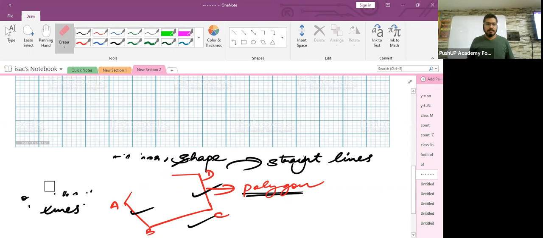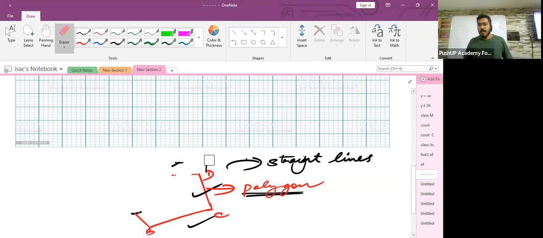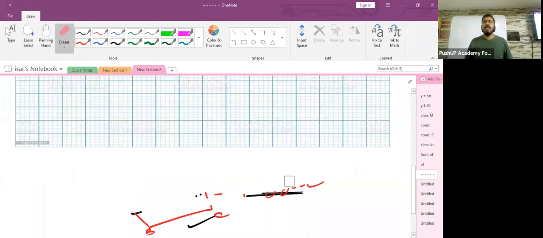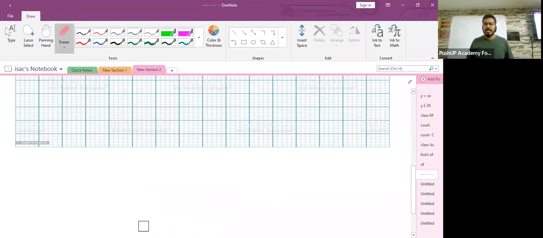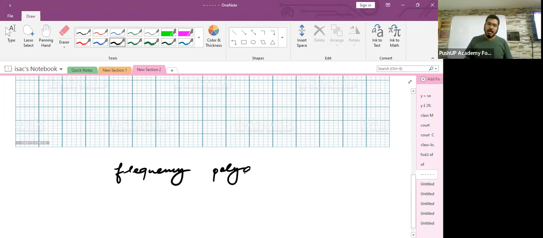I'm going to erase this. Now they are asking us to draw a frequency polygon. Children, what are they asking us to draw? A frequency polygon. All this while you have been learning what is a polygon, isn't it? But how come they are asking us to draw a frequency polygon? What does it mean? And how will it look like? That is what I'm going to first of all discuss. So I'm going to give you a preview of how the frequency polygons which we are going to construct in future are going to look like.